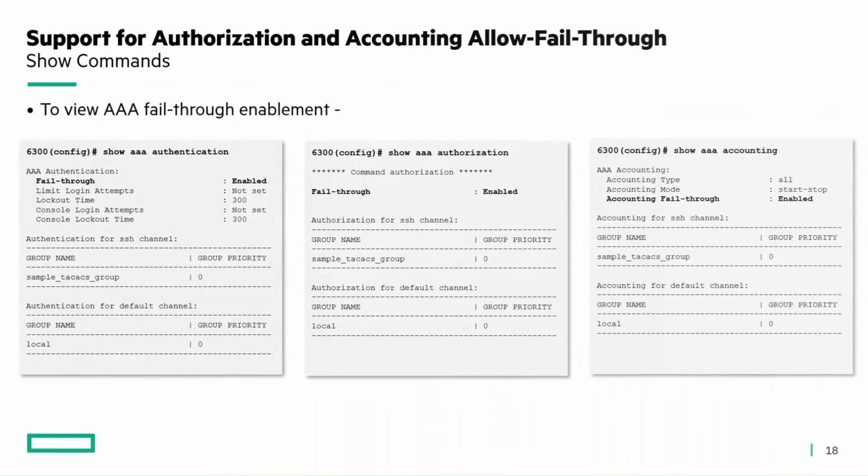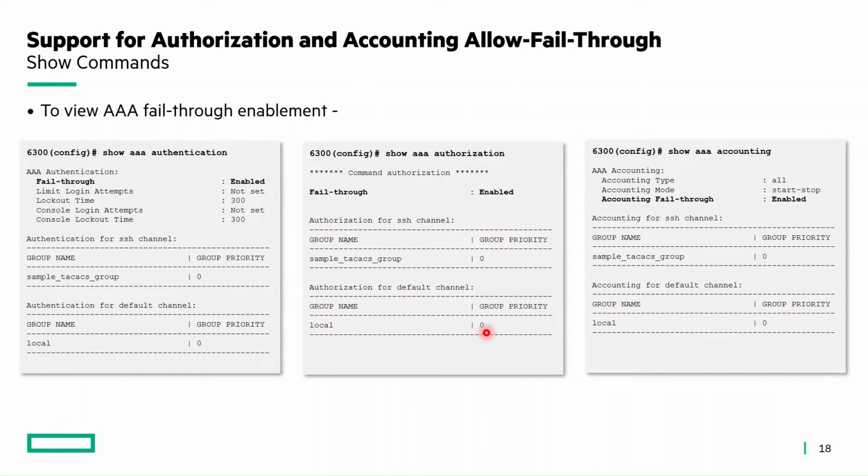Next comes the troubleshooting part. First, let's start with the show commands. Here are the show commands to help us identify the authorization and accounting allow fail-through. First, let's start with show AAA authentication. It will show whether the authentication fail-through is enabled or not. Similarly, show AAA authorization shows whether the authorization fail-through is enabled or not. And show AAA accounting helps us identify whether accounting fail-through is enabled or not.